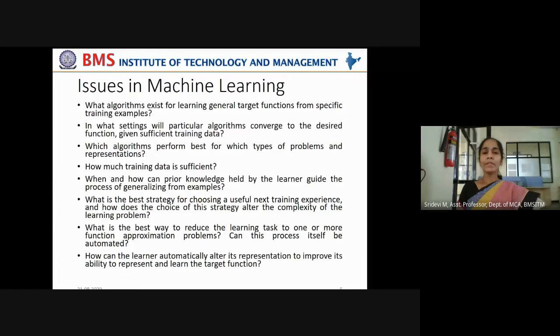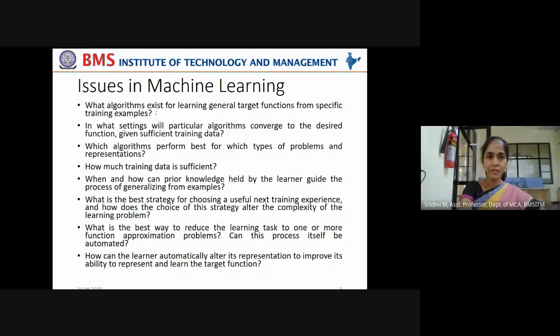In your previous classes, you have learned the fundamentals of machine learning, but some questions might have arisen in your mind about the issues that may be encountered while making a machine learn. So let us see what types of issues or questions may arise with respect to machine learning. The first one is, what algorithms exist for learning general target functions from specific training examples?